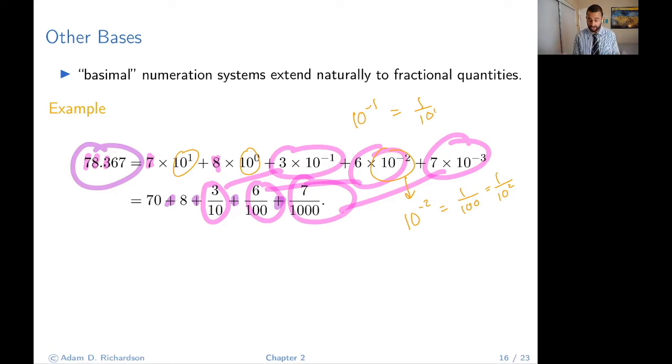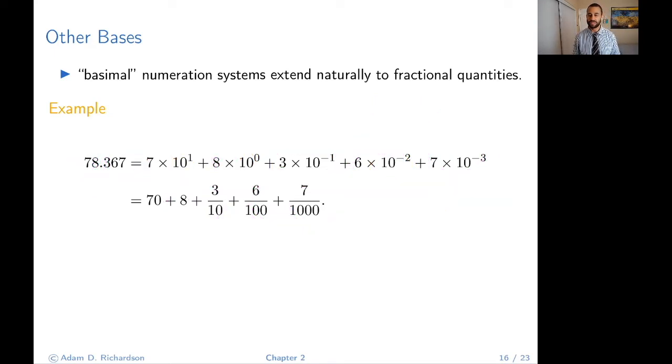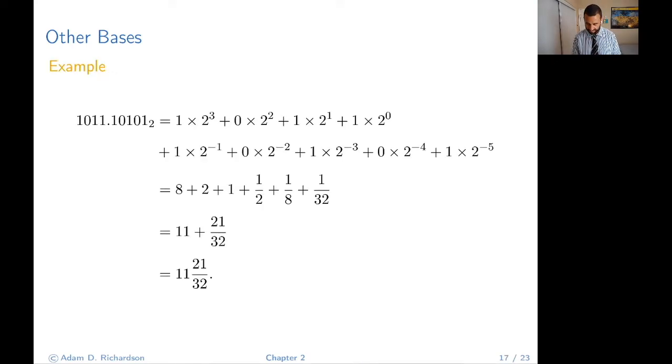So it extends very naturally, right? It's almost like it's just so beautiful that this numeration system works so well. But the thing is, it doesn't have to be that way, or I'm sorry, it doesn't work that way in only base 10. Let's look at a different base. Let's look at this example in base 2.